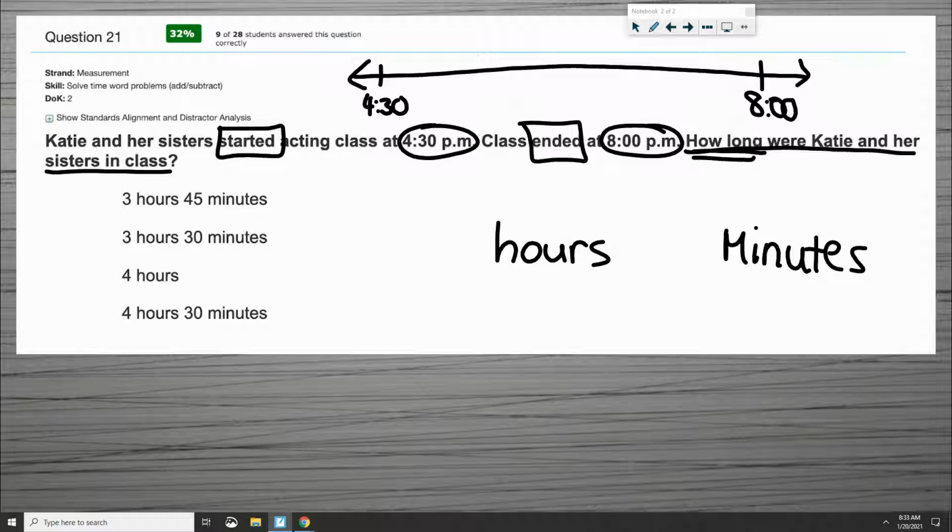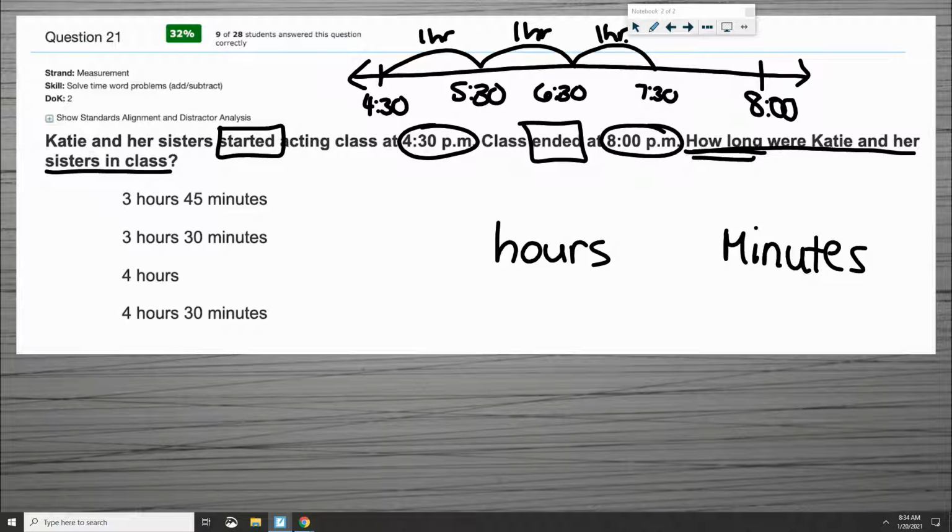So I'm going to start with my hours because those are my biggest jumps, and I want to be able to make big jumps to get closer to my end and not have to make a bunch of little 10 jumps. So from 4:30, 1 hour is going to be 5:30. Another hour will be 6:30. Another hour will be 7:30. If I did another hour, it would be 8:30, and I end at 8 o'clock, so that's not going to work.